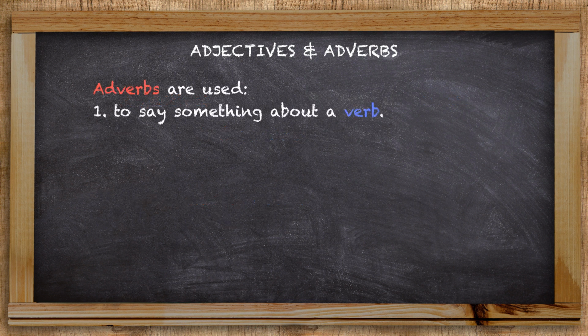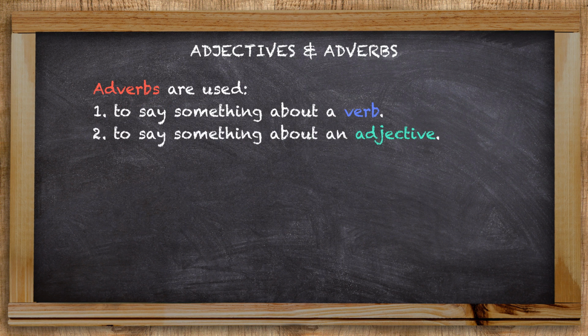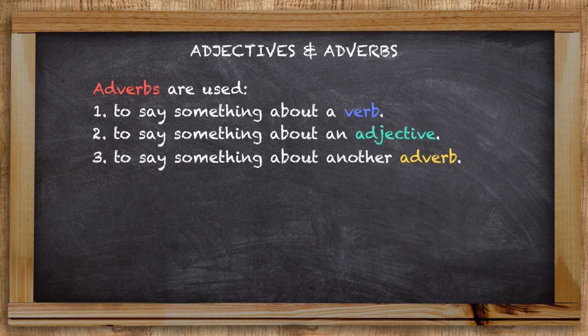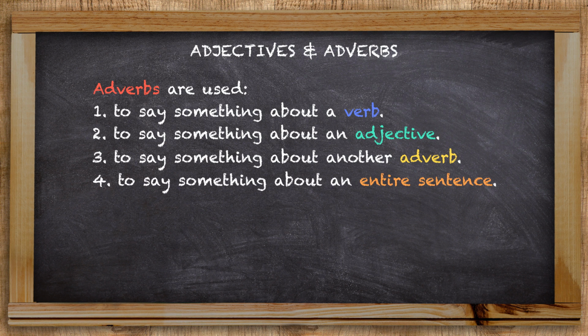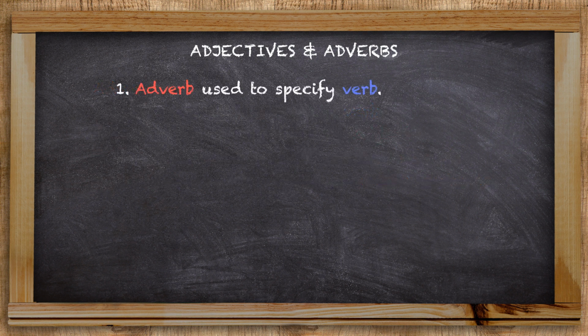Adverbs are used to say something about a verb, to say something about an adjective, to say something about another adverb, or to say something about an entire sentence. An example of an adverb to specify the verb is Linda can run hard. The word hard says something about the way that Linda runs, so about the verb.